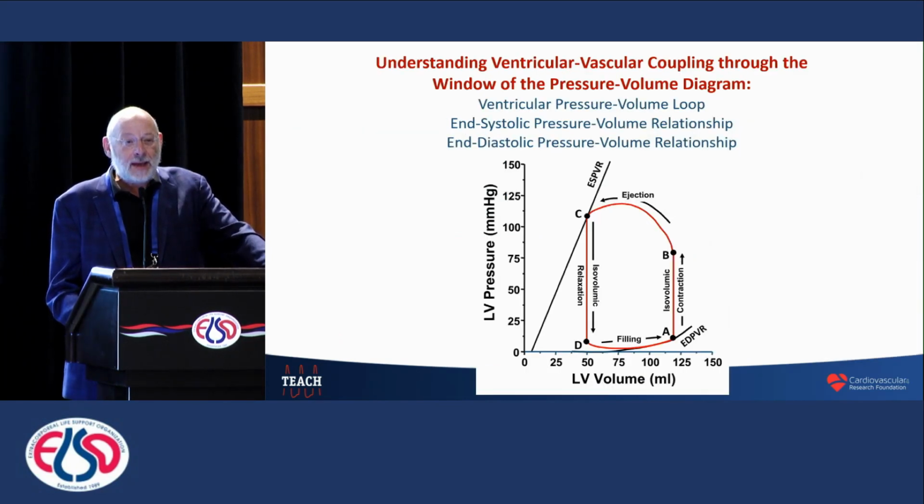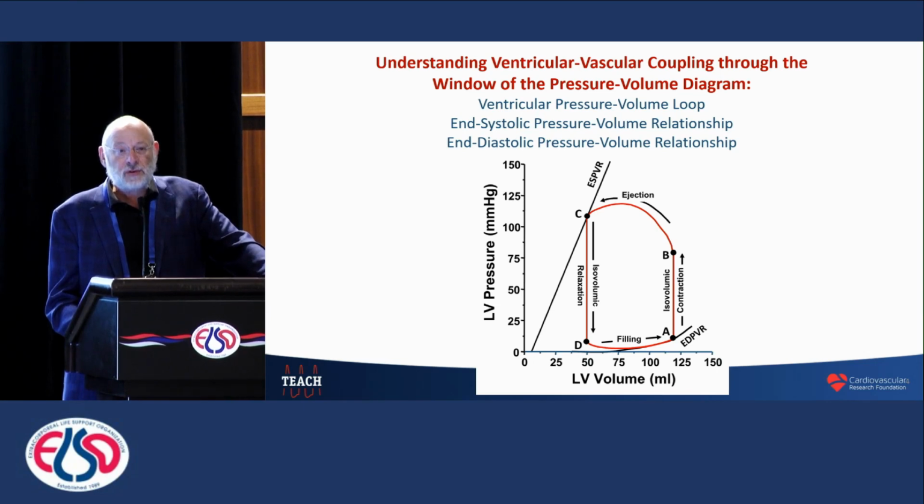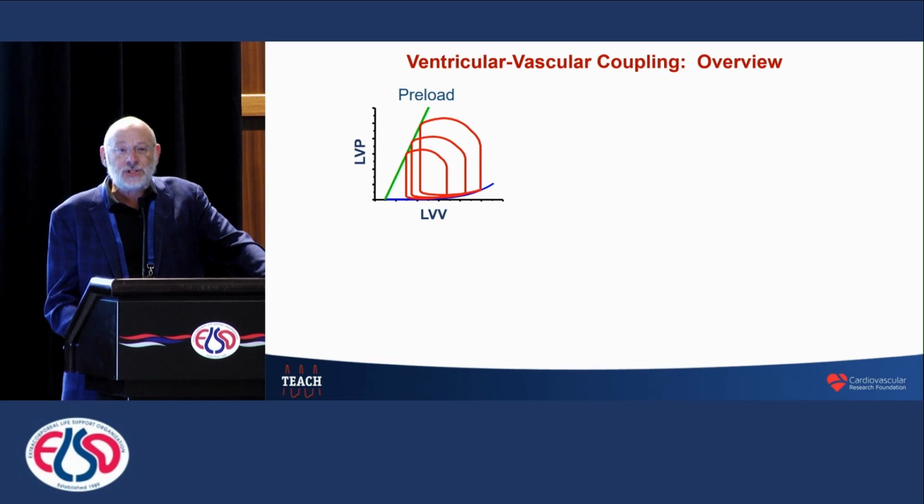However, from a hemodynamic perspective, if you really need to dive deep into what's happening at the ventricular level, we think about pressure volume loops. I won't go through the details because we have no time, but this is a normal pressure volume loop. It talks about the 4 phases of the cardiac cycle, the end-systolic and end-diastolic pressure volume relationships.